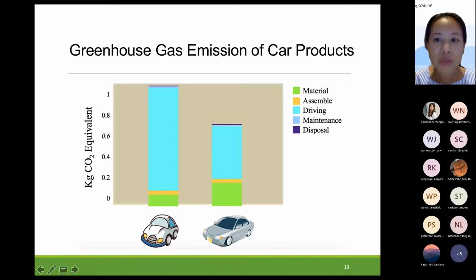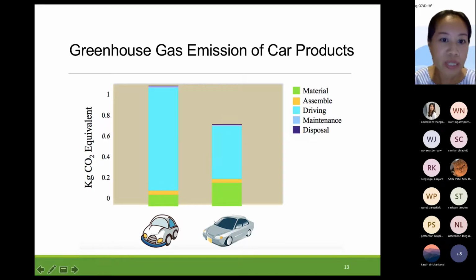Maybe the material to make the car has a low impact on greenhouse gas emission when compared to the driving process, right? That means if we want to reduce the greenhouse gas emission during the driving process, maybe we have to design an improvement to our products. Maybe we have to change the engine or make a new design, something like that. Maybe change from oil fuel and shift to an electric car. An electric car may consume energy and reduce greenhouse gas, maybe lower than the original engines that use oil, something like that.